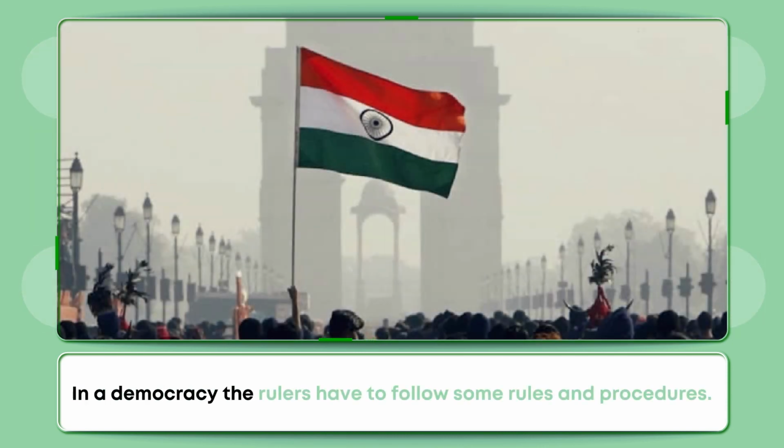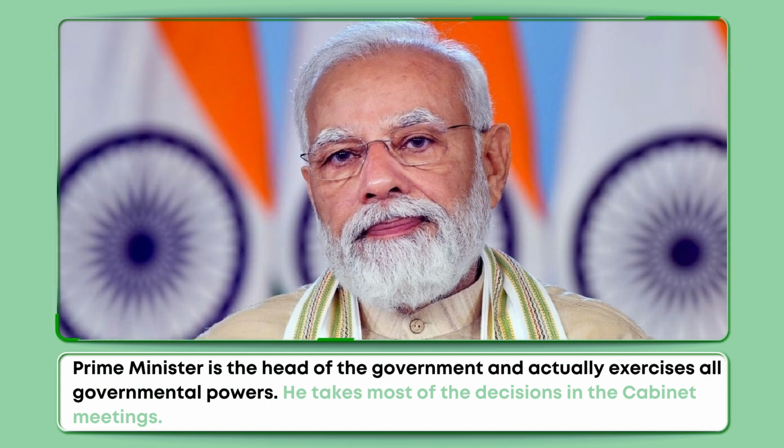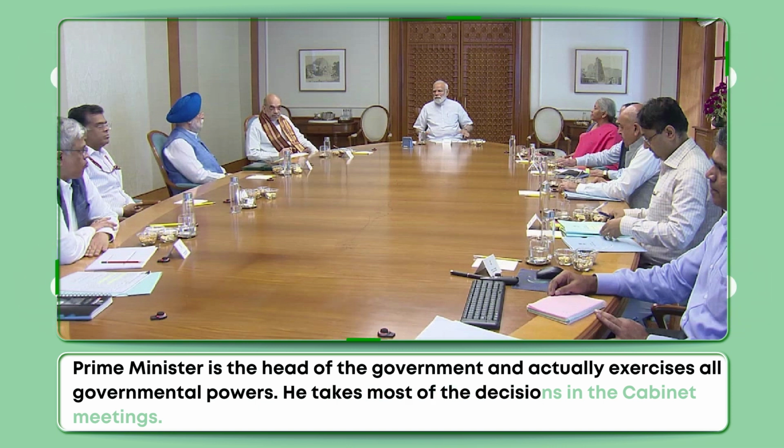In a democracy, the rulers have to follow some rules and procedures. The Prime Minister is the head of the government and actually exercises all governmental powers. He takes most of the decisions in the cabinet meetings.